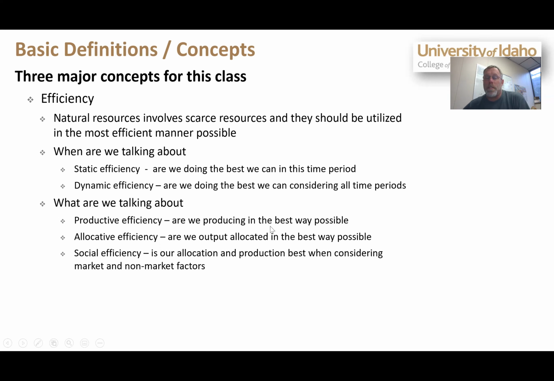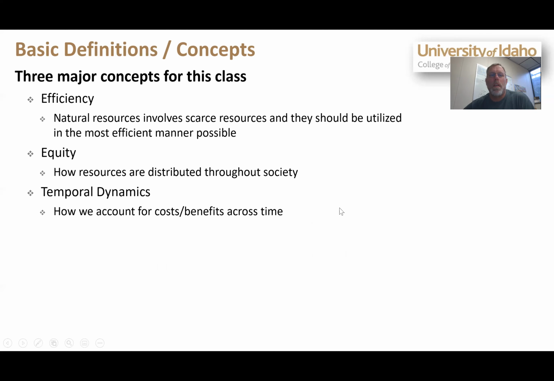If you're looking at that: static efficiency, dynamic efficiency, one time period versus many time periods. Productive efficiency, are you producing things in the best way possible? Allocative, are the inputs being used there in the best way possible? And then social efficiency. I guess productive efficiency, inputs being used in the best way possible. Allocative, think of outputs coming in the best way possible. And then social efficiency, a little later, you won't hear much about that.